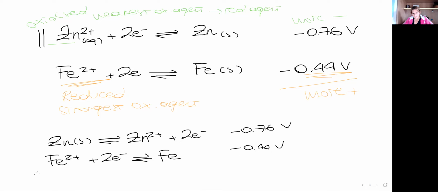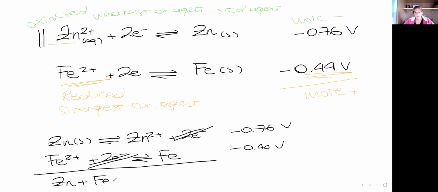We combine them just as we usually do when we have two half equations and we want to get the overall equation, which is by canceling out electrons. Notice that now they can cancel out because they're on opposite sides. So to form the overall equation, it's very simple. We don't need to multiply anything. So it's going to be like that.